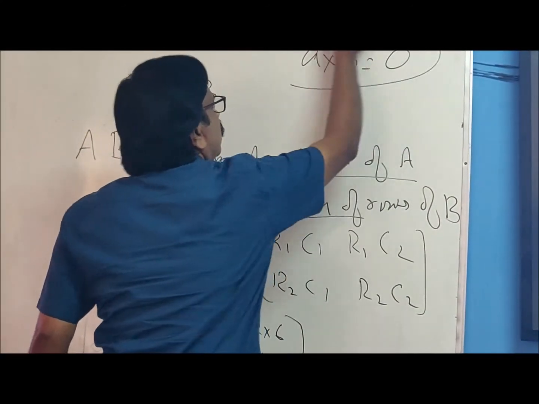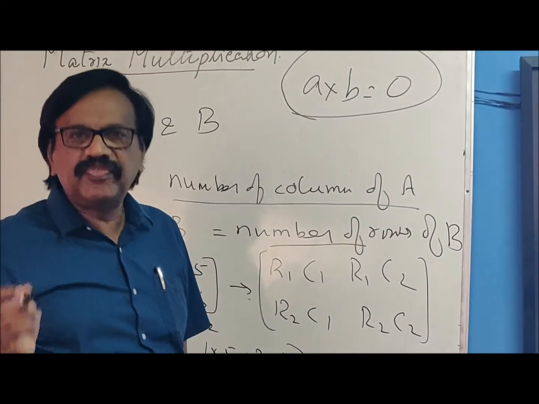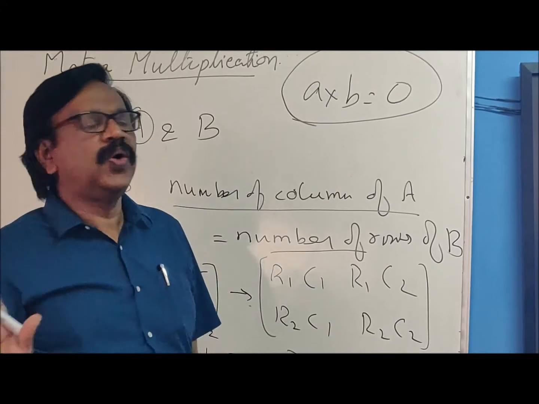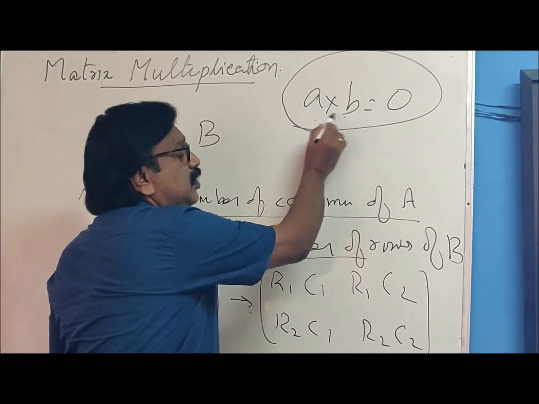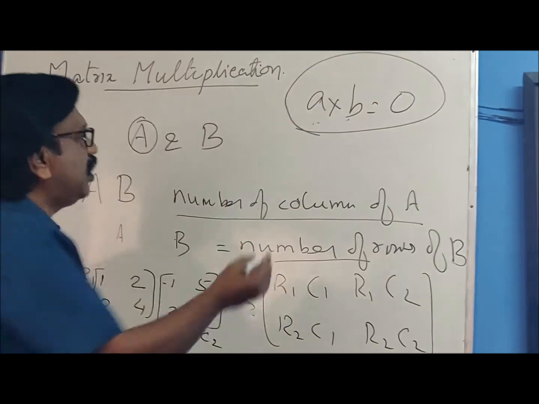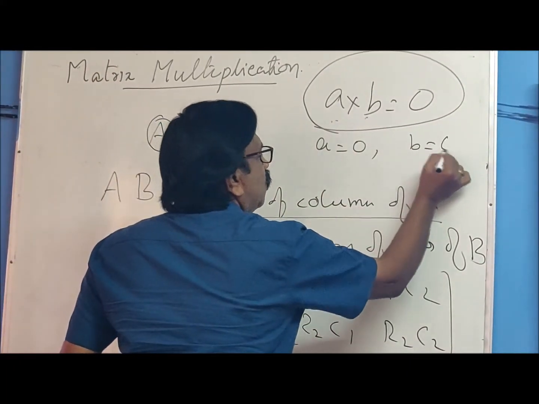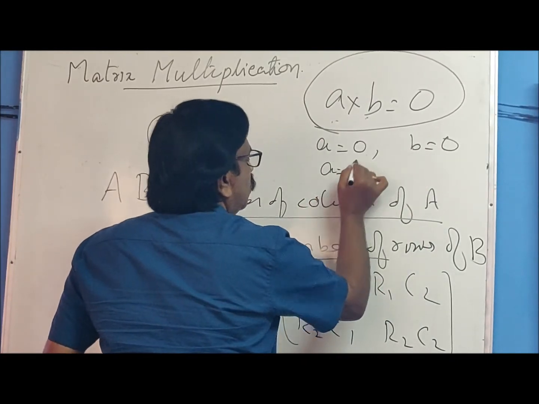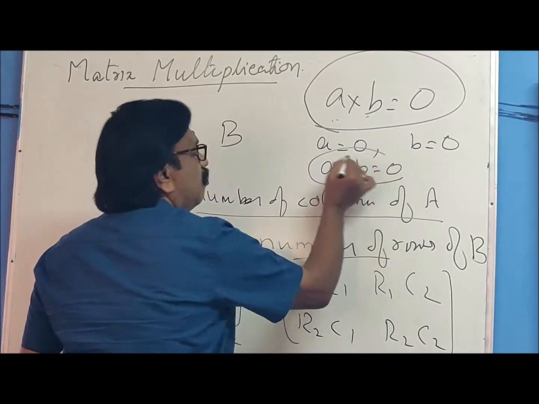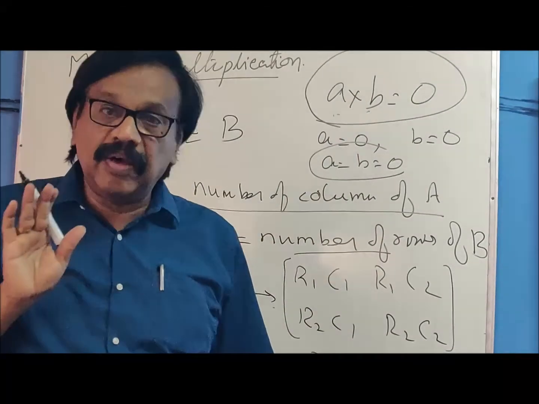Suppose A into B equals 0, where A and B are real numbers. Then what happens? If the product of two numbers is 0, at least one of them must be 0. Both can also be 0, but if AB equals 0, then either A equals 0 or B equals 0 or both are 0. That also can happen. But without this, that product cannot be 0.